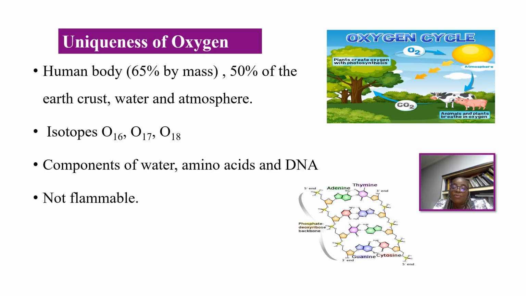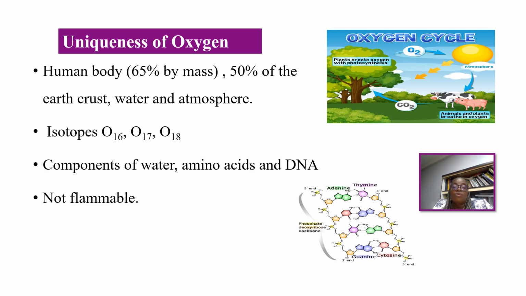The uniqueness of oxygen. Oxygen is a unique member of this group. It is the most abundant element in the human body, 65% by mass. It makes up around 50% of the earth's crust, water, and atmosphere. And oxygen is the most abundant element on earth. It has three isotopes, O16, O17, and O18, while the most abundant is O16.